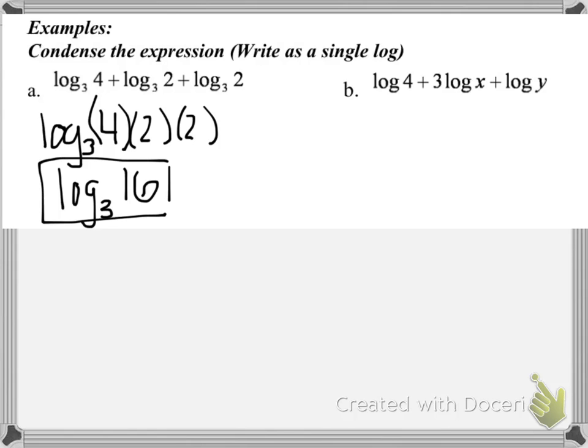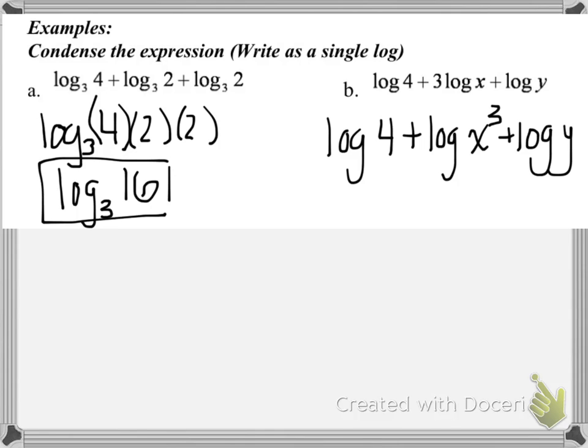So looking at example B, again, I'm looking to see if there's a number in front of the log. This one has a 3. So the first thing I'm going to do is put the 3 back with the variable there. And then I'm going to use the quotient or product property to go back and condense this into a single log.